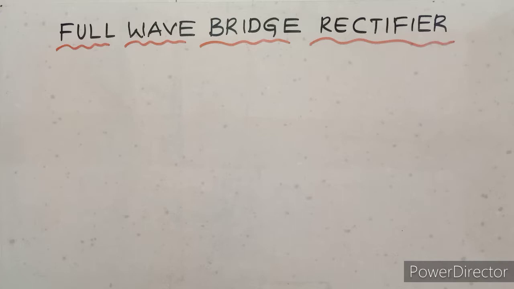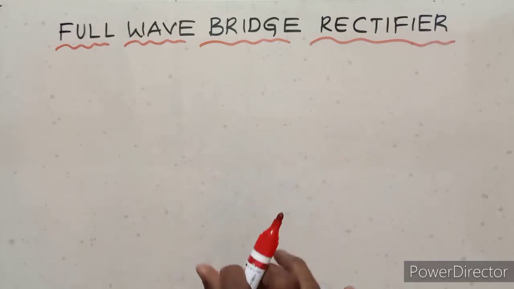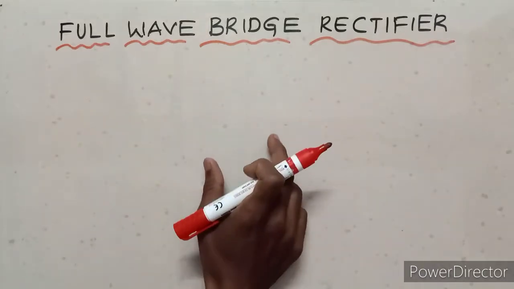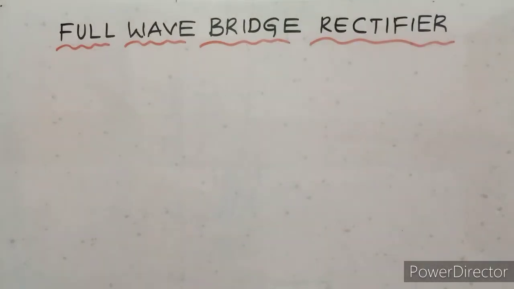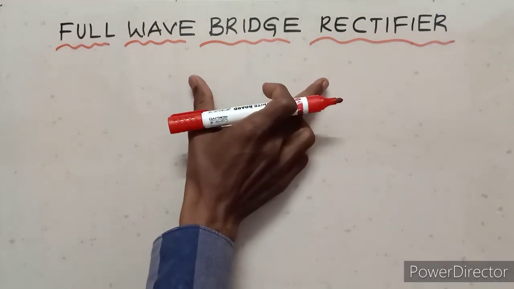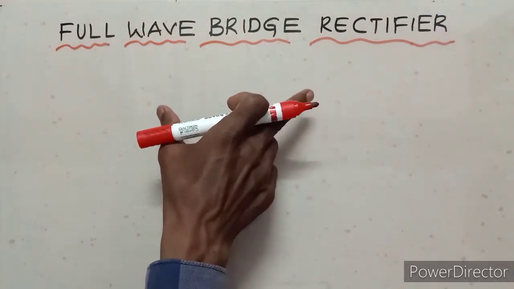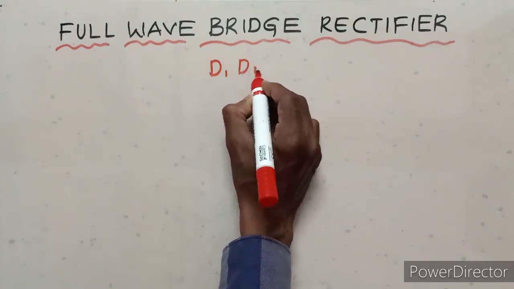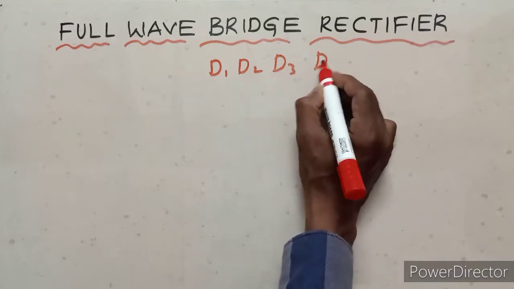Now we are going to discuss the full wave bridge rectifier. Full wave rectifiers are of two types. The first one is the center tapped and the second one is the bridge rectifier. Full wave bridge rectifier. The full wave bridge rectifier circuit consists of 4 diodes: D1, D2, D3, D4.